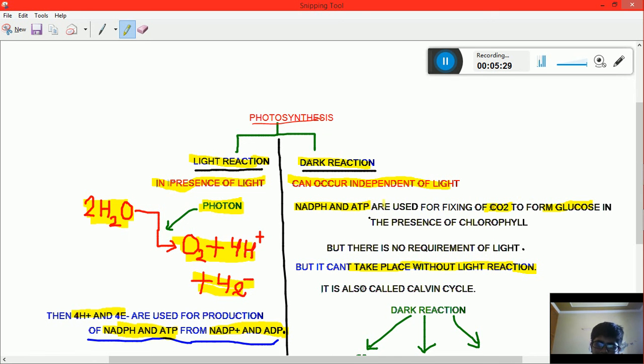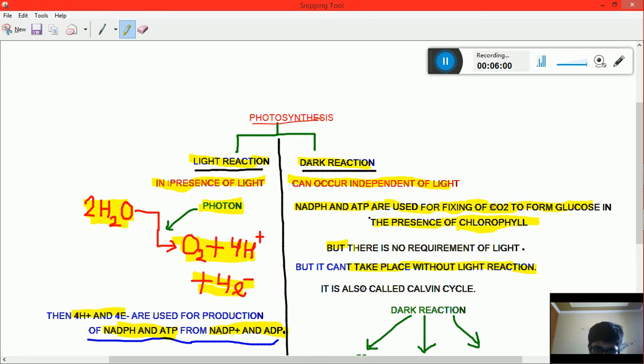So now NADPH and ATP are used for fixing of CO2. NADPH, or nicotinamide adenine dinucleotide phosphate hydrogen, and adenosine triphosphate are used for fixing of CO2, means they are converting CO2 to form glucose, and it occurs only in presence of chlorophyll. Light reaction also occurs in presence of chlorophyll, but there the chlorophyll acts for absorbing the sunlight, while here it acts as a catalyst.